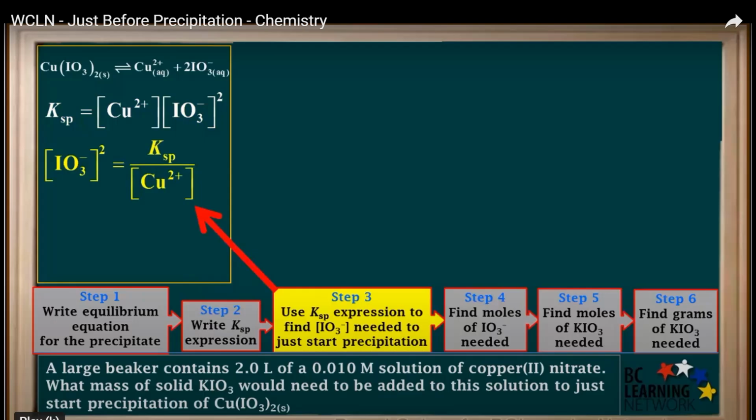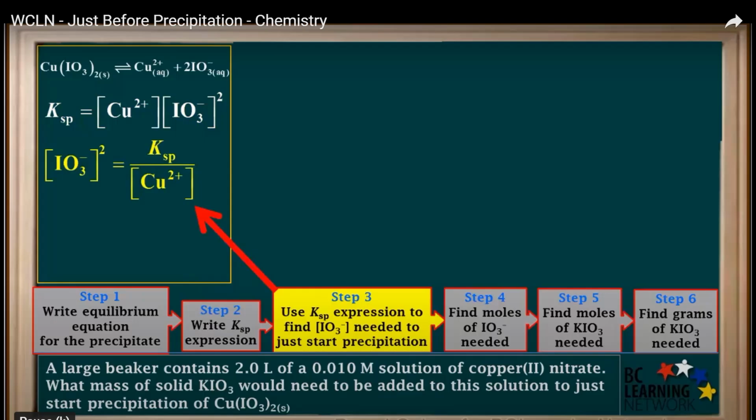And then our KSP is Cu times IO3 squared. And then we solve for IO3 squared. It's usually easier to just leave it like that, toss in the numbers, and then take the square root. So do we know a value for the KSP? Where did you find that? Page 5. Okay, so you will go and look up your KSP from page 5.